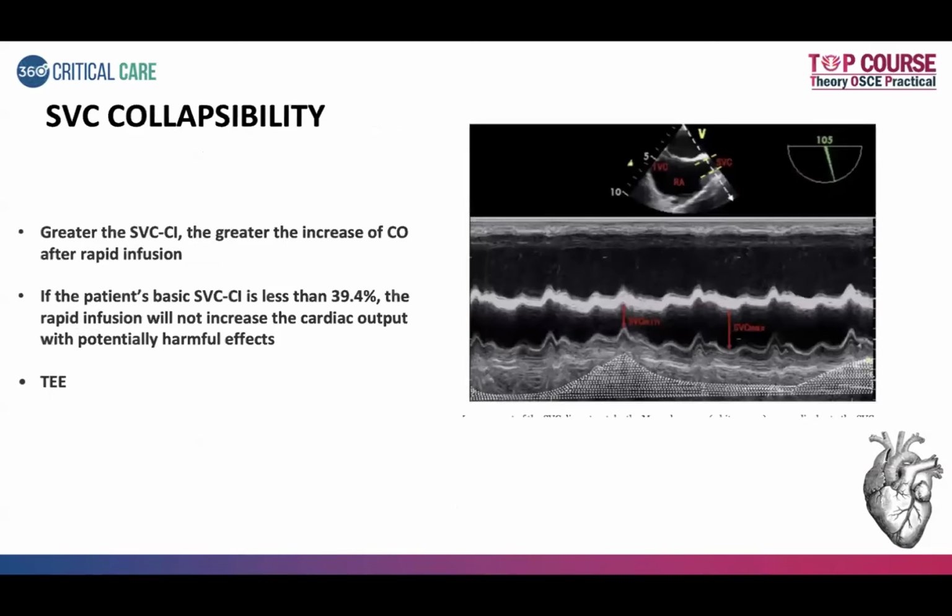Then coming on to SVC collapsibility index, where we need a trans-esophageal echo for this, where you keep the probe near the caval point where you find the SVC, IVC, RA junction, where the greater the collapsibility index, the greater the cardiac output will be after a preload challenge. So if the patient's baseline collapsibility index is less than 39.4%, then the patient may not be fluid responsive.